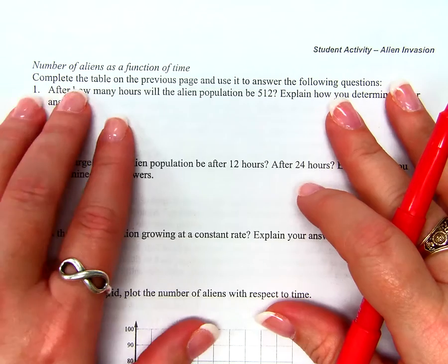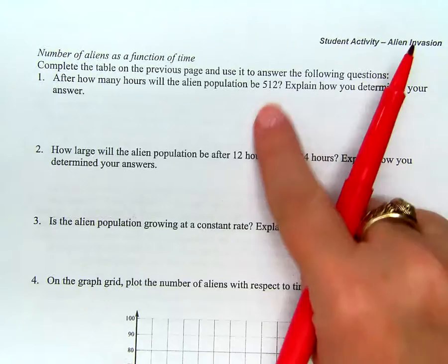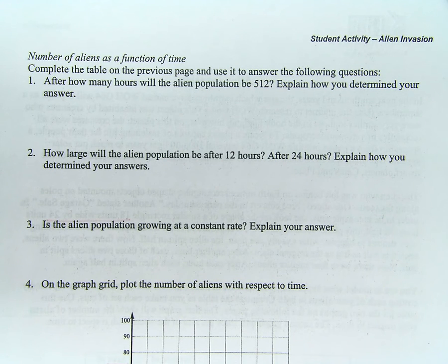Okay. I like our first directions. Complete the table. Okay, done. Now use it to answer the following questions. After how many hours would the alien population be 512?